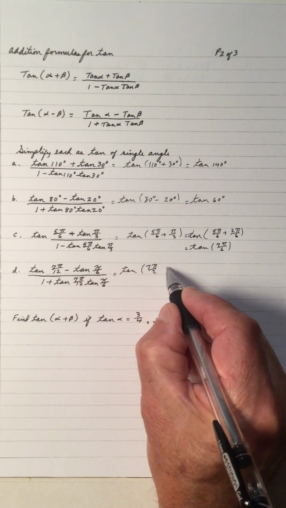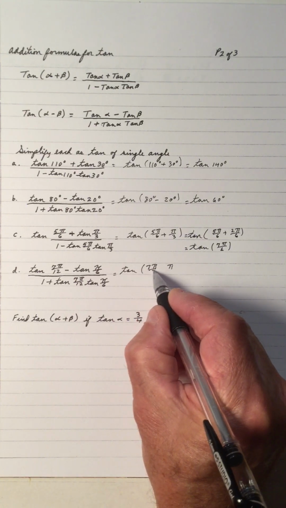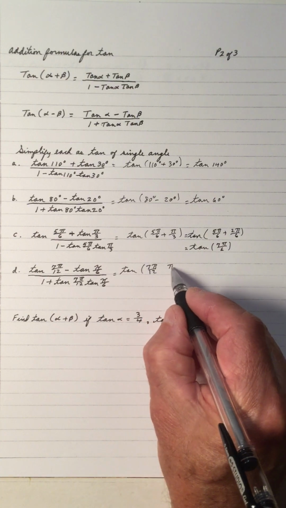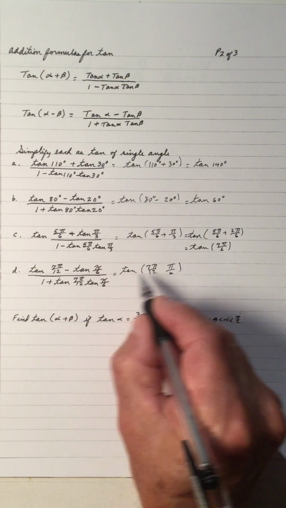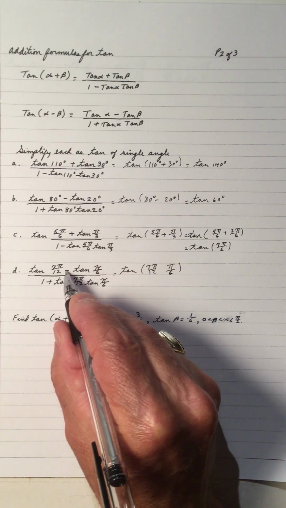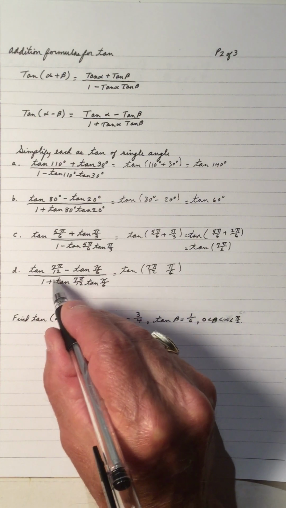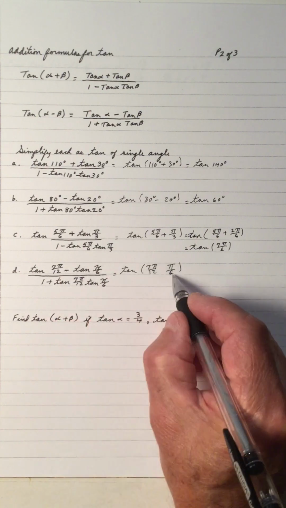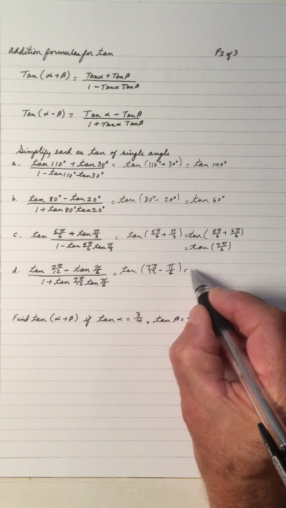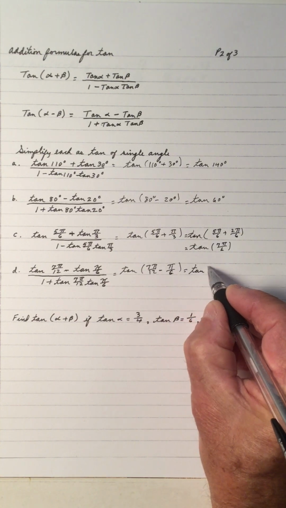And the next one again is the tan formula, so this is the tan of 7 pi over 12 and pi over 6. Make sure there's a 12. Because that's a minus, then we have a minus and a plus here, so this is a subtraction of these two angles in radians.